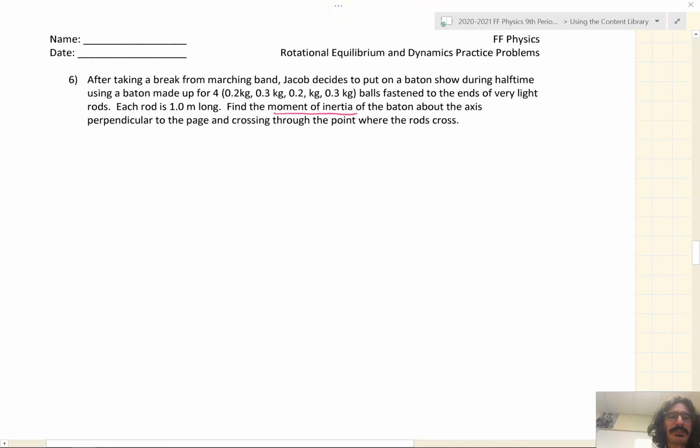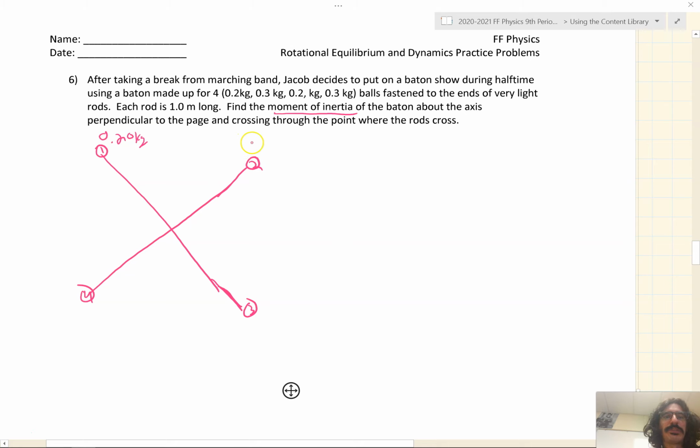So let's draw the baton. Should be fairly even, but whatever. And we have mass 1, mass 2, mass 3, and mass 4. Let's alternate the masses, so 0.20 kilograms, 0.3 kilograms, 0.2 kilograms, and 0.3 kilograms. And we know the length of each rod is 1.0 meters long. So that's the entire length of the rod.